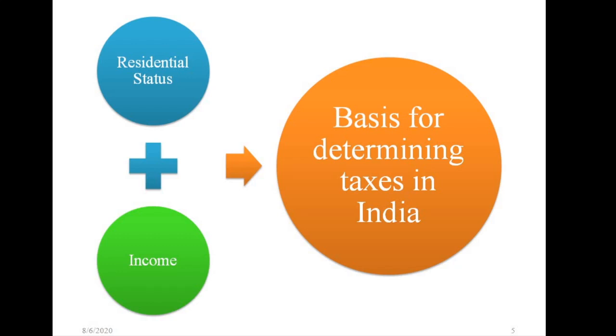So residential status, since you are very new to income tax, so you do not know about the residential status of an assessee. Here the residential status is of three types. One is resident, another one is not ordinarily resident, and third one is non-resident. In simple words, it is concerned with the territorial connection. Territorial connection here means India.